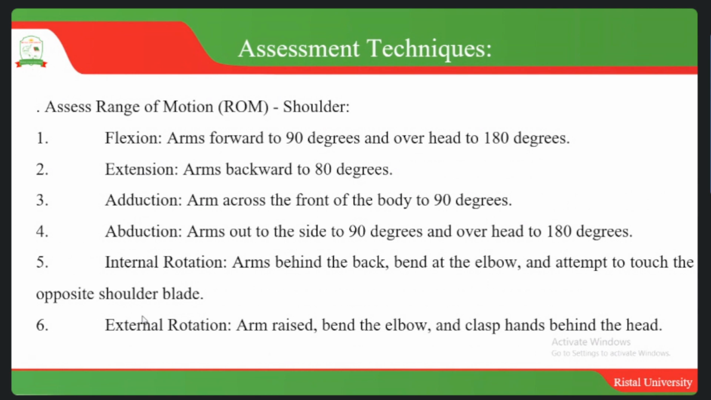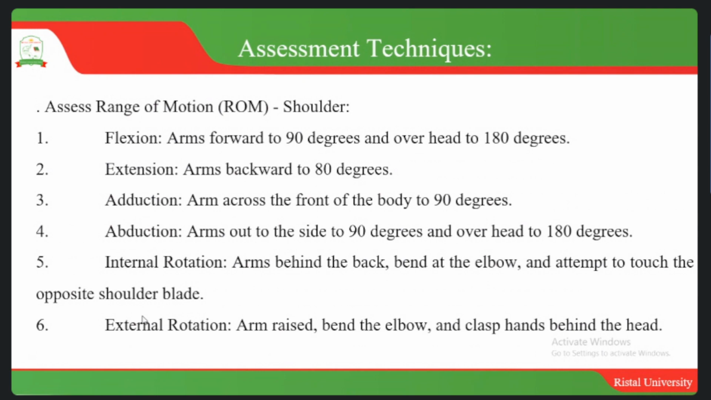Then abduction, these are arms. You make the arm out to the side to 90 degrees and over the head to 180 degrees. Then internal rotation, arms behind the head, bend at the elbow and attempt to touch the opposite shoulder blade. So you tell the patient, can you try to touch this other side of your shoulder and see if he's able to do that. Then for the external rotation, the arm is raised, bend the shoulder, and then you also clasp. You can tell the patient to clasp the hands behind the head. Put his hand behind the head if he's able to touch his head on the back.